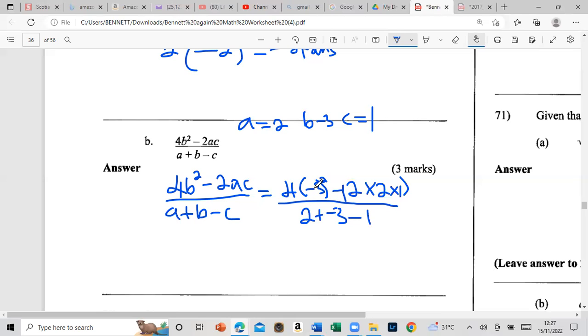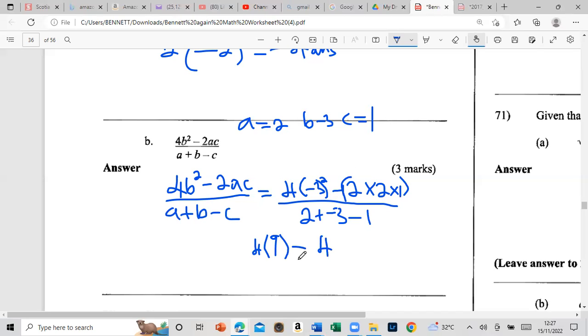So we have to square first. Negative 3 squared, so that's 9. And then we have 4 times that. So it's a cakewalk. So this was 2, 2 times 1, we already put it in a bracket, right? 2 times 1 is 2, and 4 times 1 is 4.